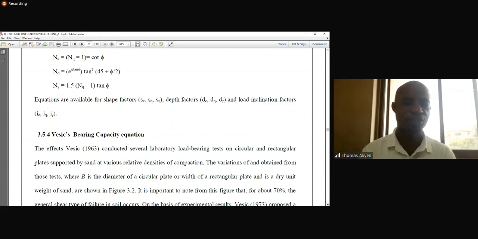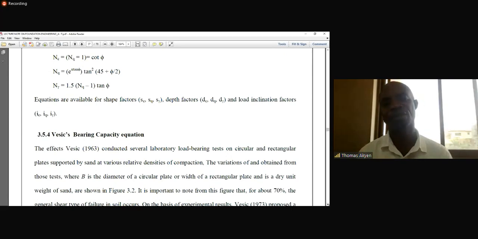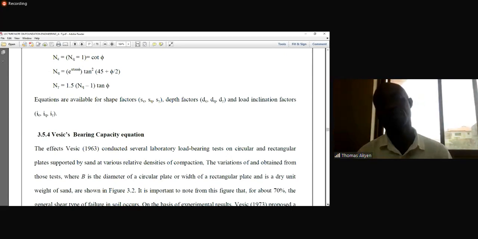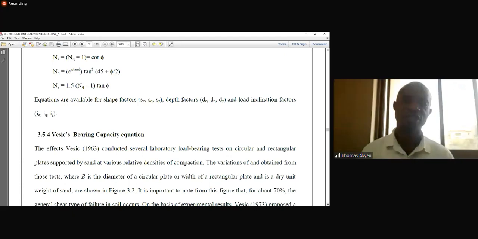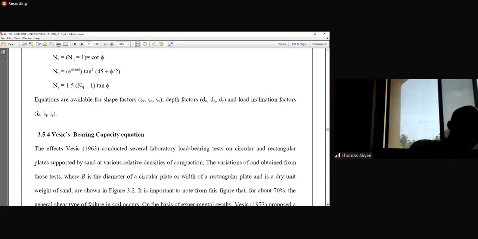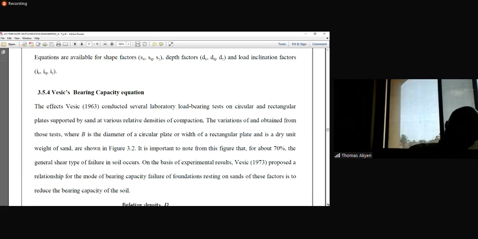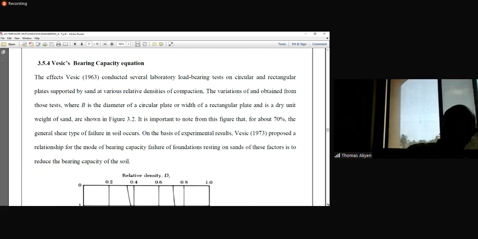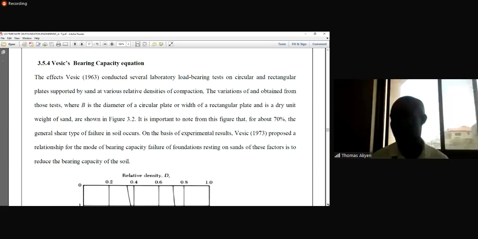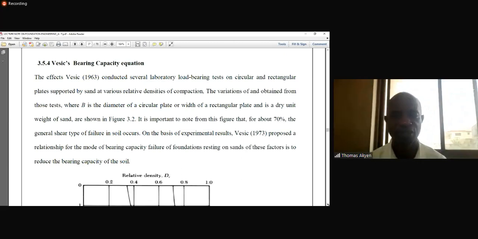Equivalent expressions are available for shape factors. We have shape factors Sc, Sq, and S gamma. These factors also depend much on phi. Depth factors, where we have Dc, Dq, and D gamma, and load inclination factors Ic, Iq, and I gamma. These are the factors that have to do with the bearing capacity equation. So it is what we based on the other day to determine the kind of foundations that we need to construct and to design.